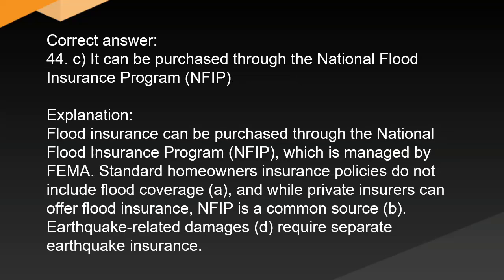Correct answer: C. It can be purchased through the National Flood Insurance Program, NFIP. Explanation: Flood insurance can be purchased through the National Flood Insurance Program, NFIP, which is managed by FEMA. Standard homeowners insurance policies do not include flood coverage, A, and while private insurers can offer flood insurance, NFIP is a common source, B. Earthquake-related damages, D, require separate earthquake insurance.